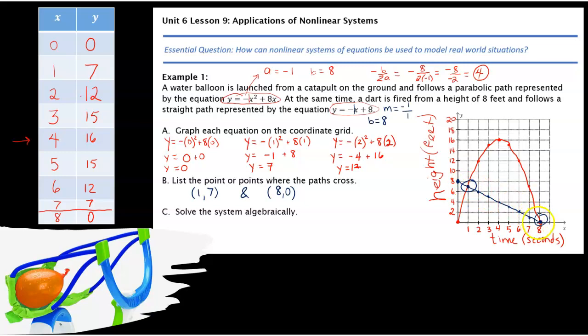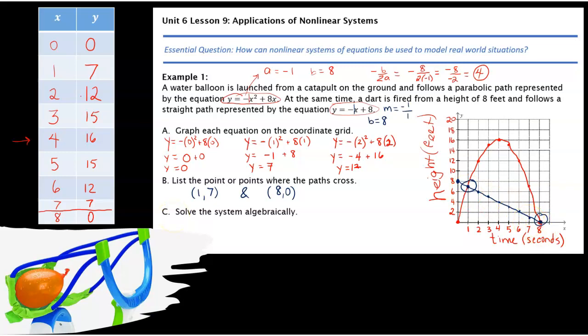So both the dart as well as your water balloon would have made it here if that dart just so happened not to have penetrated. But according to the math, that's where it would have first hit each other. But these are your two solutions. So 1, 7, and 8, 0.